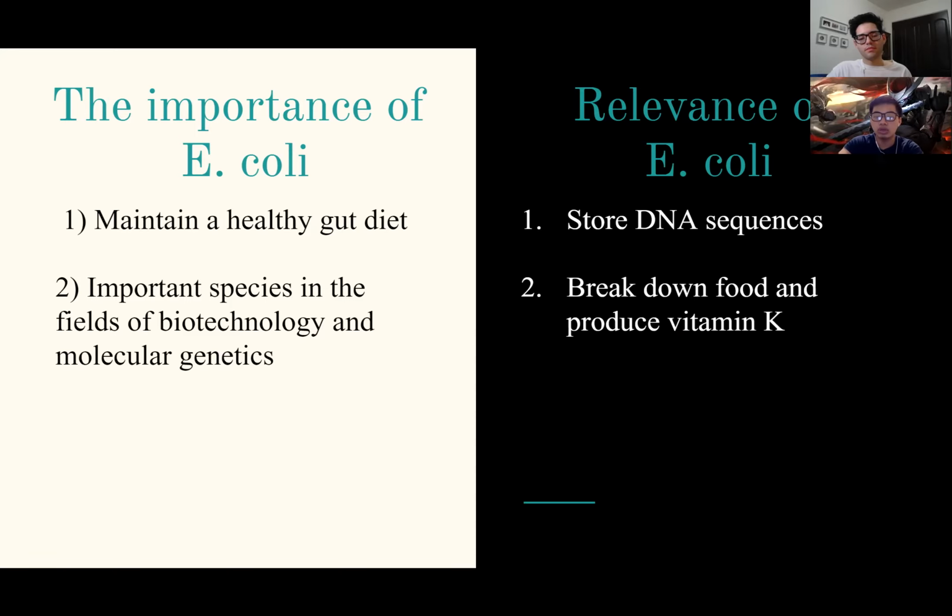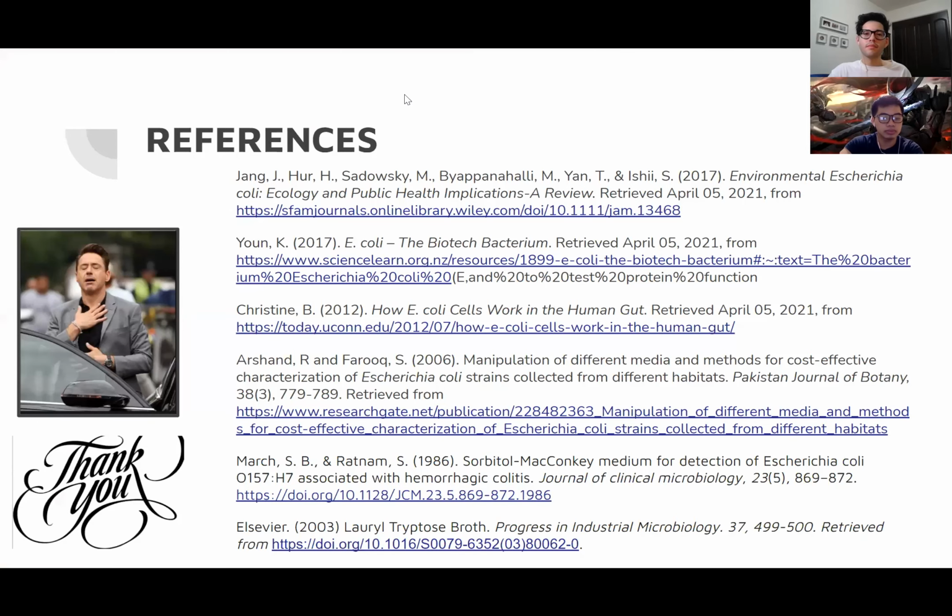For relevance, E. coli plays a crucial role in modern biotechnology as well. It is often used to store DNA sequences from other organisms. These bacteria are used to produce and test proteins. Lastly, E. coli breaks down food and produces vitamin K. However, some E. coli strains could have devastating effects on the body and cause diseases such as hemolytic uremic syndrome, which can lead to kidney failure and death. Could you go to the next slide, please?